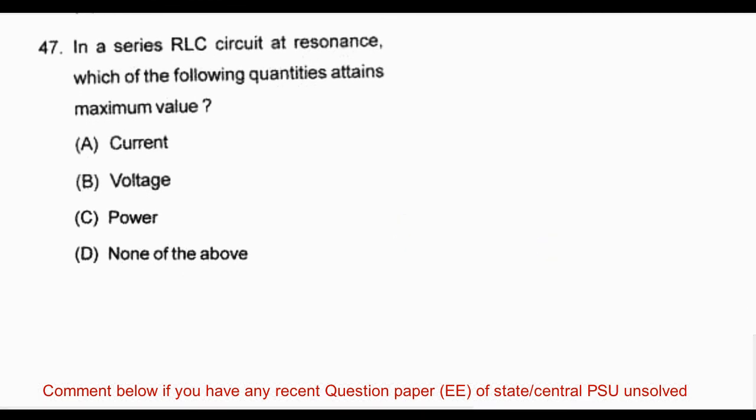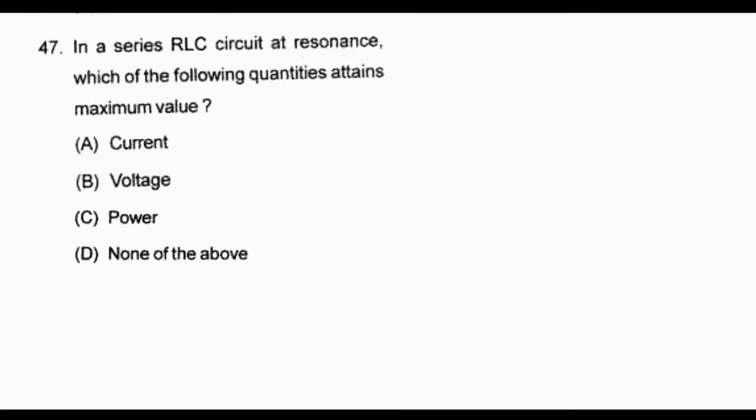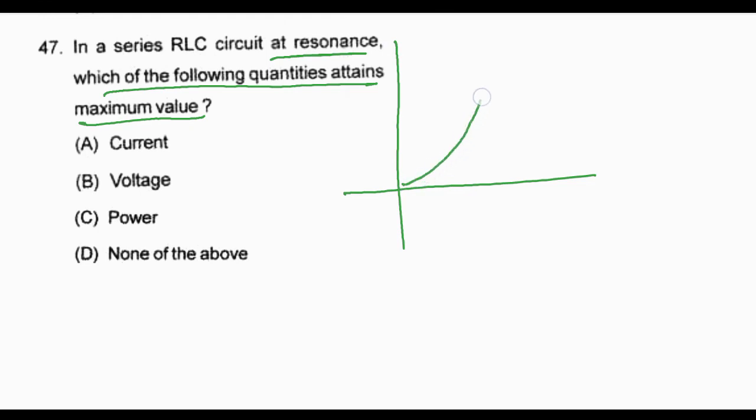Next question is, in a series RLC circuit, which of the following quantities attains maximum value at resonance? Current, voltage, power, none of the above. So here this is the plot in which current attains the maximum value at resonance.